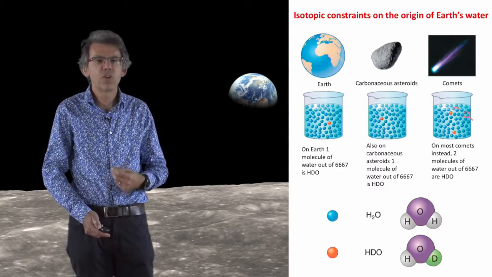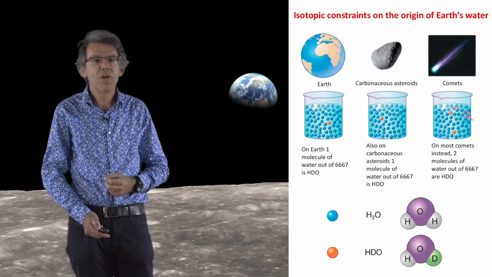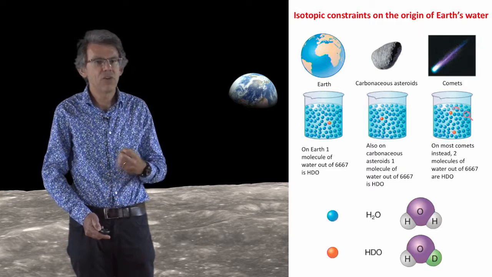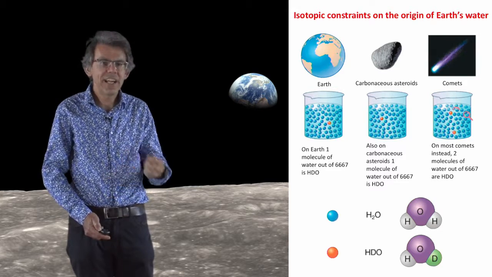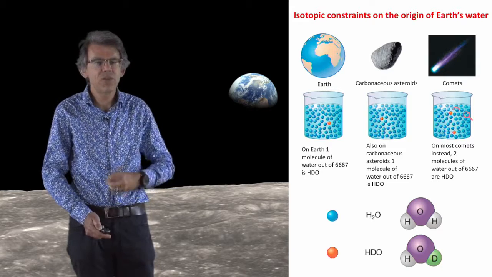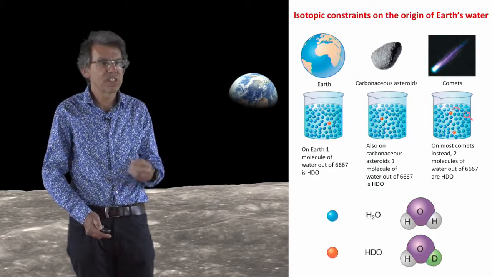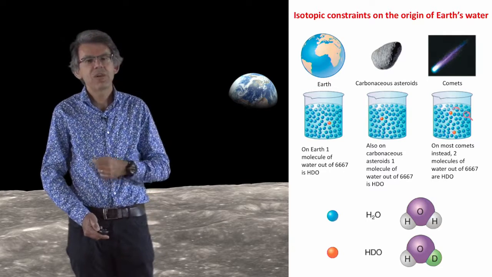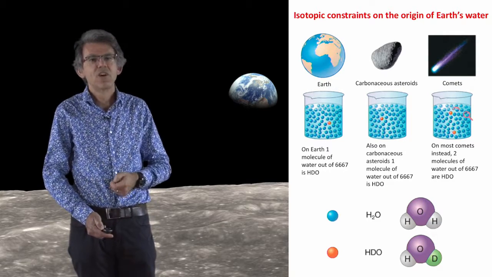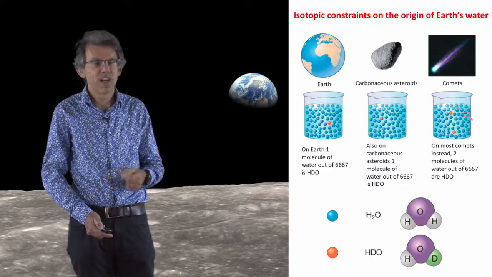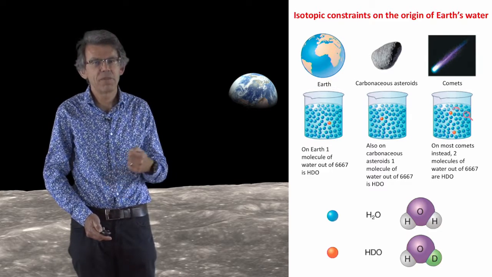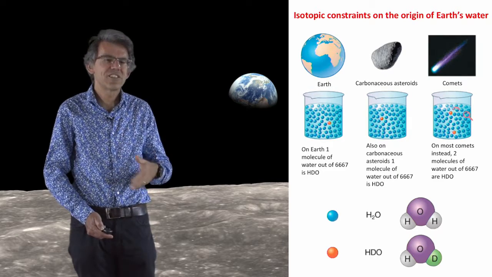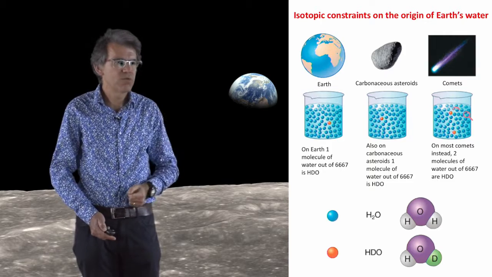So when we analyze the water on Earth, we find that 1 molecule of water out of 6,667 is made of HDO. And if we analyze the water in carbonaceous meteorites, we find the same. 1 molecule of water out of 6,667 is made of HDO. Instead, when we analyze the water of most comets, we find that 2 molecules of water out of 6,667 are made of HDO. So this suggests that carbonaceous asteroids are the main contributors of water to the Earth.